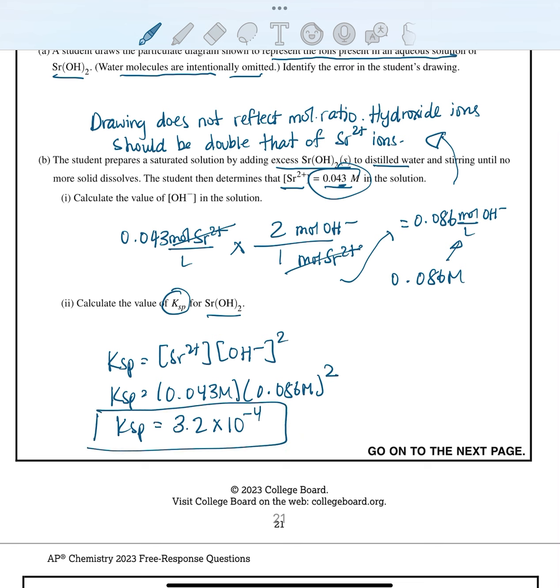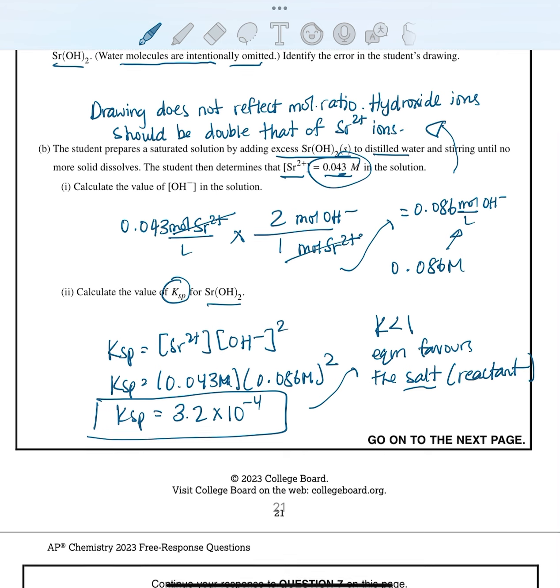And what this value actually means is that my equilibrium will favor, this is not part of your answer key, but because K is less than 1, the equilibrium favors the salt. So what that means is the salt is not very soluble. I favor the salt, I favor the reactant. And yeah, that's how we do a problem like this for question B.